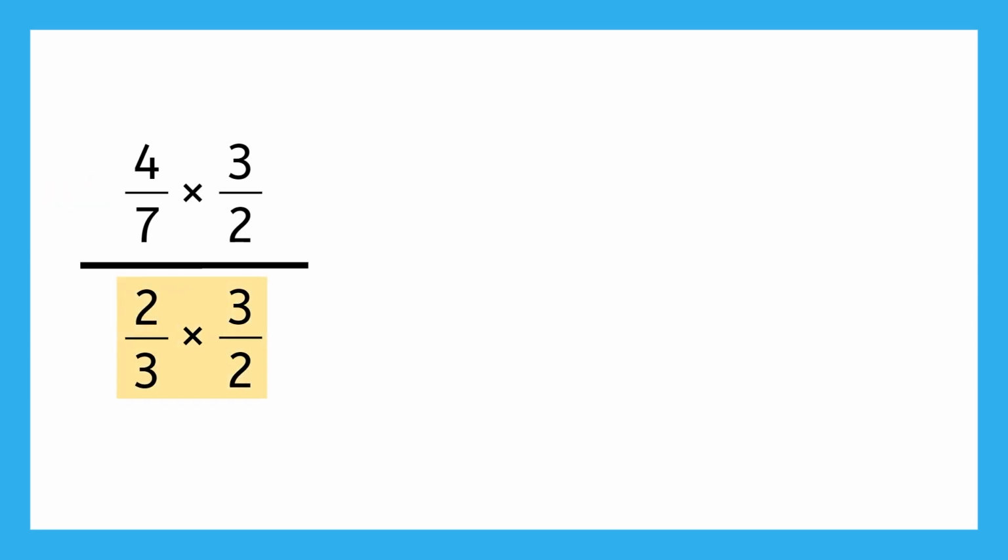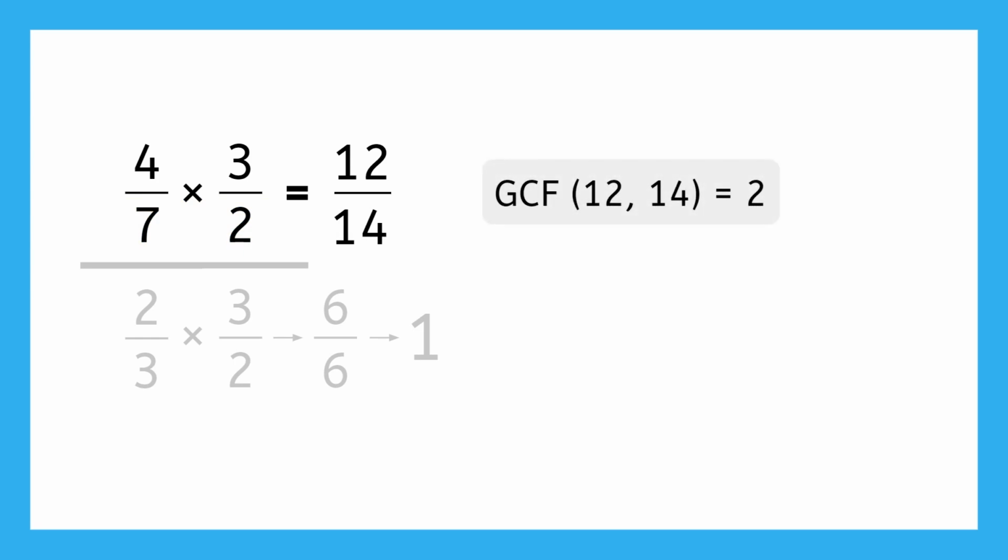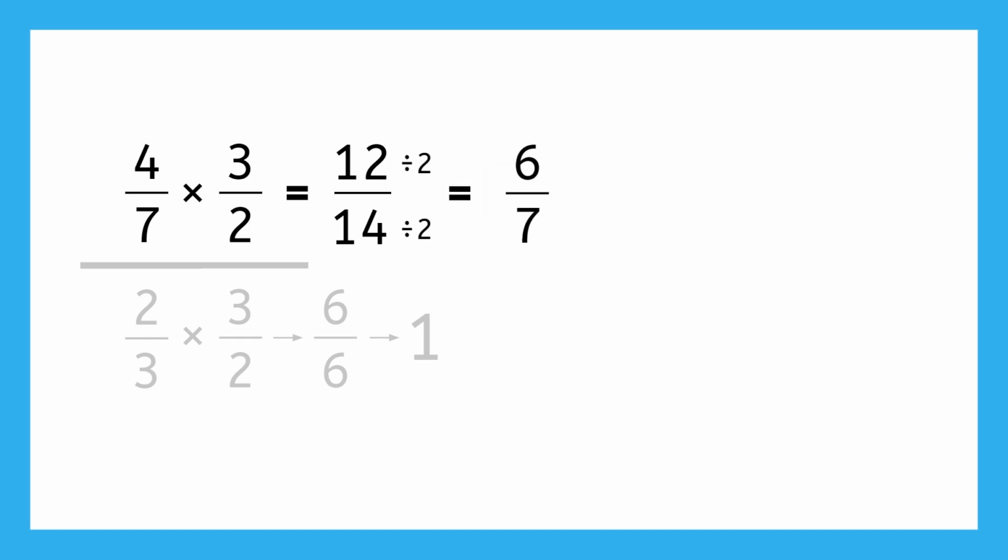2/3 times 3 over 2 gives us 6 over 6, which equals 1. Anything over 1 equals itself, so we can focus on this top part. 4/7 times 3 over 2. Start with the numerators. 4 times 3 equals 12. And then the denominators. 7 times 2 equals 14. And finally, simplify. The greatest common factor of 12 and 14 is 2, so we'll divide them both by 2 to get our final answer, 6/7. Great work!